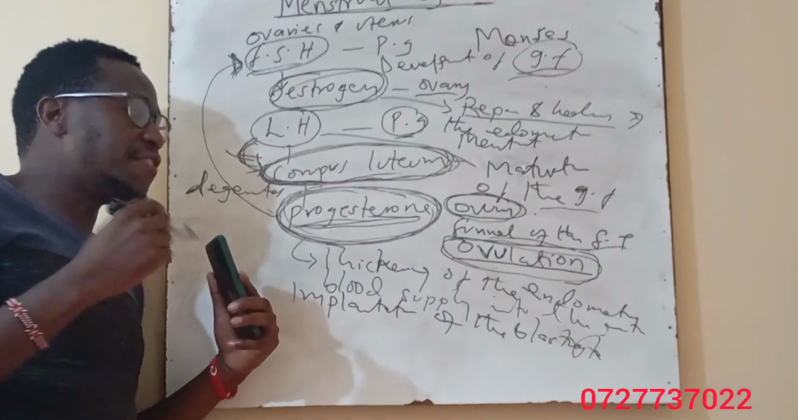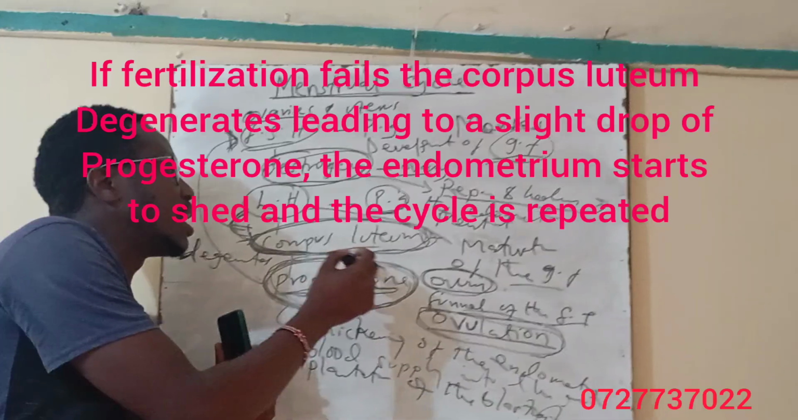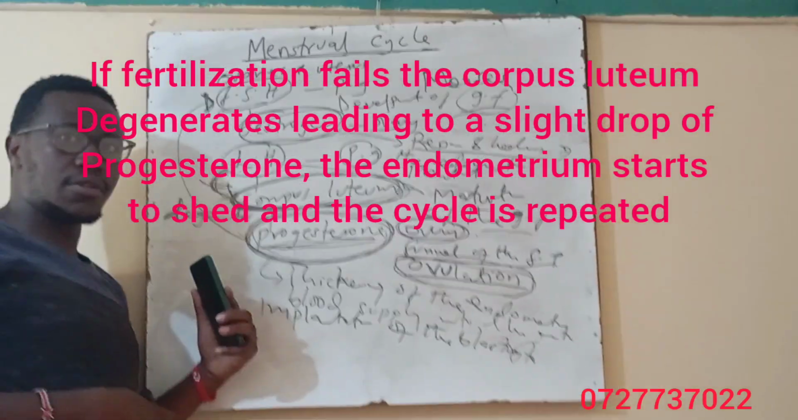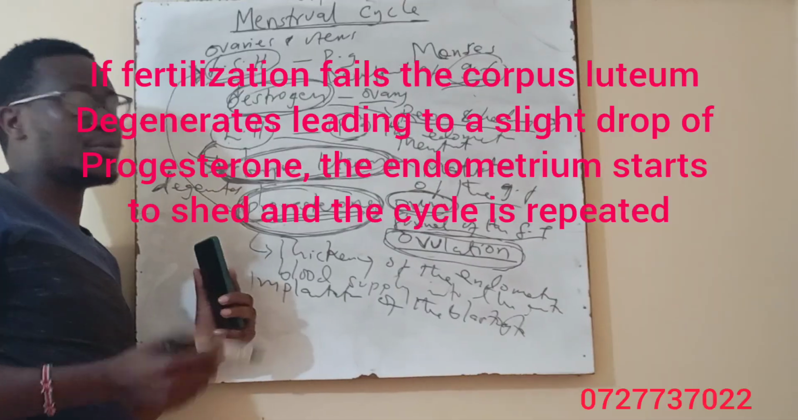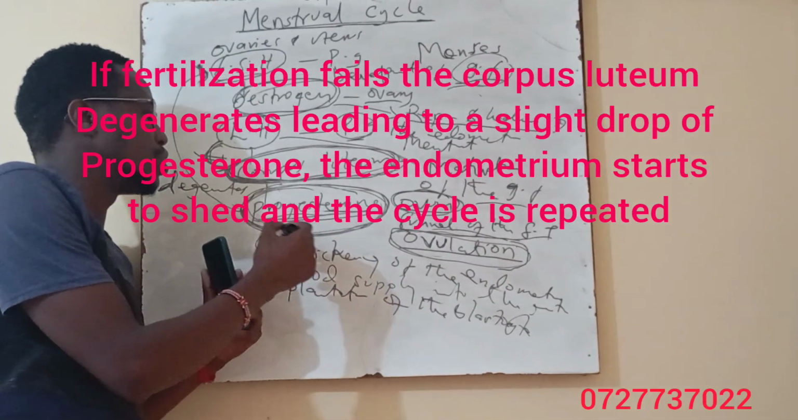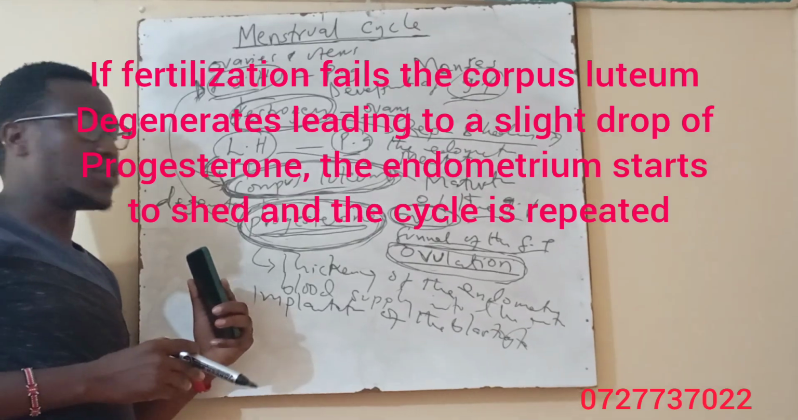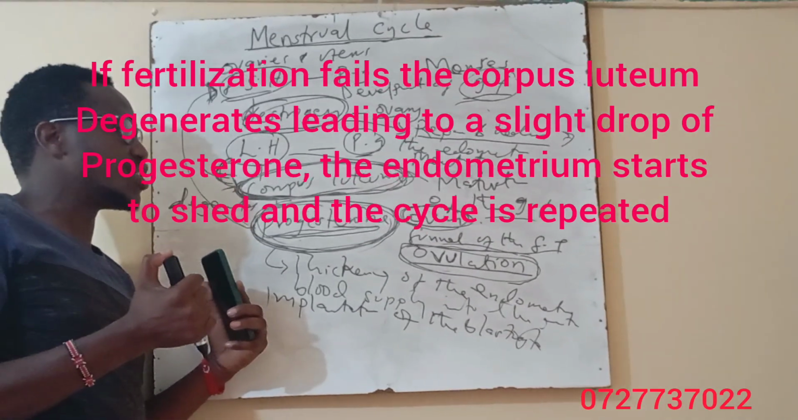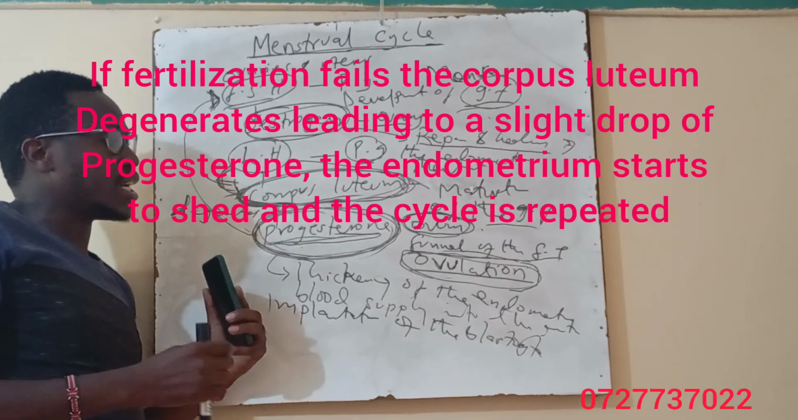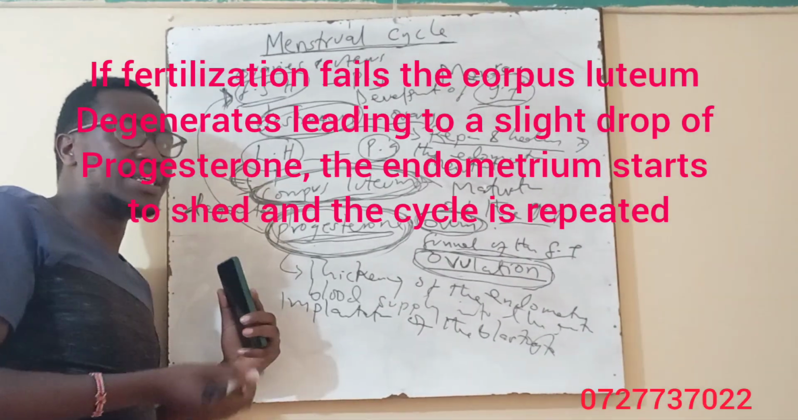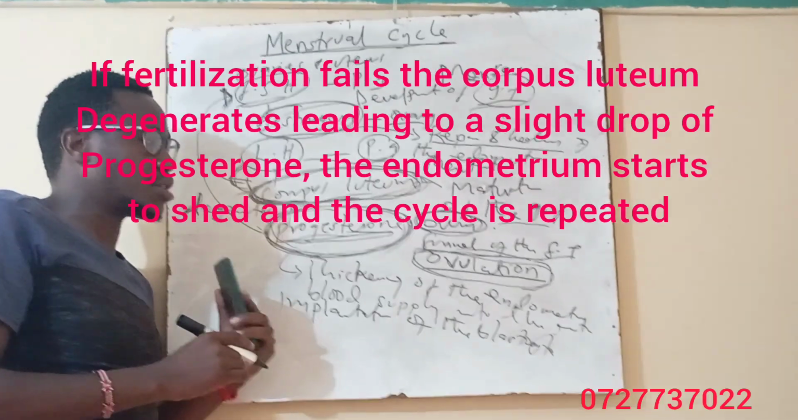If fertilization fails, the corpus luteum degenerates, and this will lead to a slight drop, a reduction of the progesterone. So the uterus will start to shed, and the cycle will be repeated. I hope we are clear up to that end.